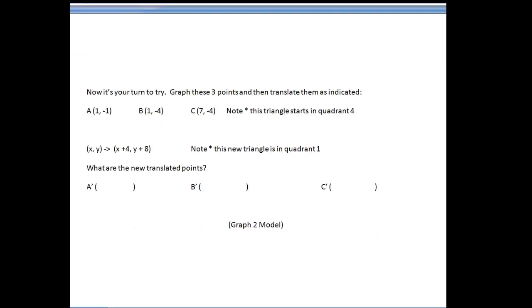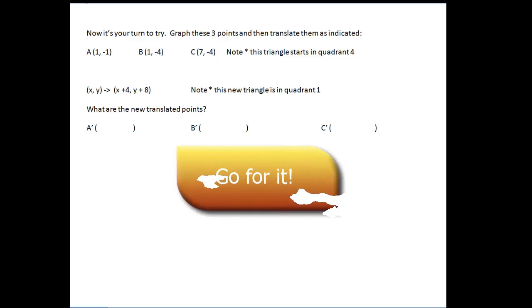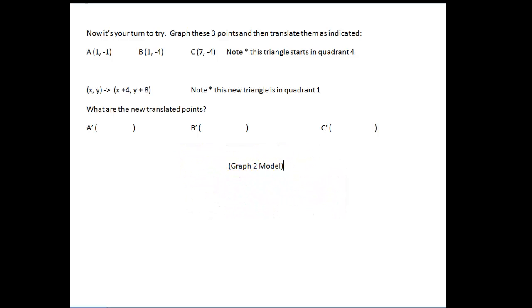Now it's your turn to try. Graph these 3 points and then translate them as indicated. First point is A, 1, negative 1. B, 1, negative 4. C, 7, negative 4. Note that this triangle is in quadrant 4, and I'm going to ask you to translate it by moving x plus 4 and y plus 8. And this new triangle should end up in quadrant number 1.